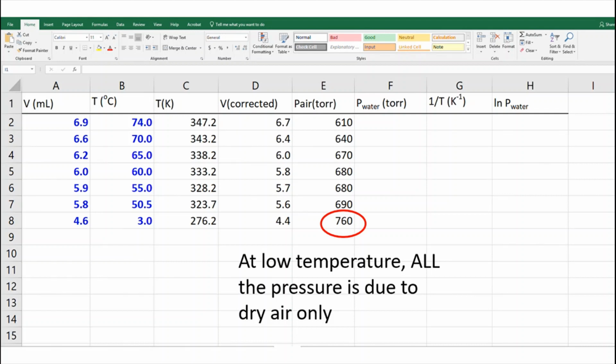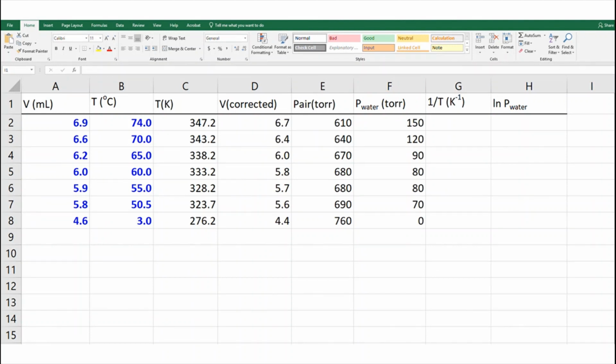Now what we're going to do is calculate the vapor pressure of water at each one of these temperatures. Remember, that would be the total pressure minus the pressure of the air. And these are the numbers we get. How do we get them? Well, for each one of these, we took 760 and subtracted the corresponding pressure of the air at that temperature.